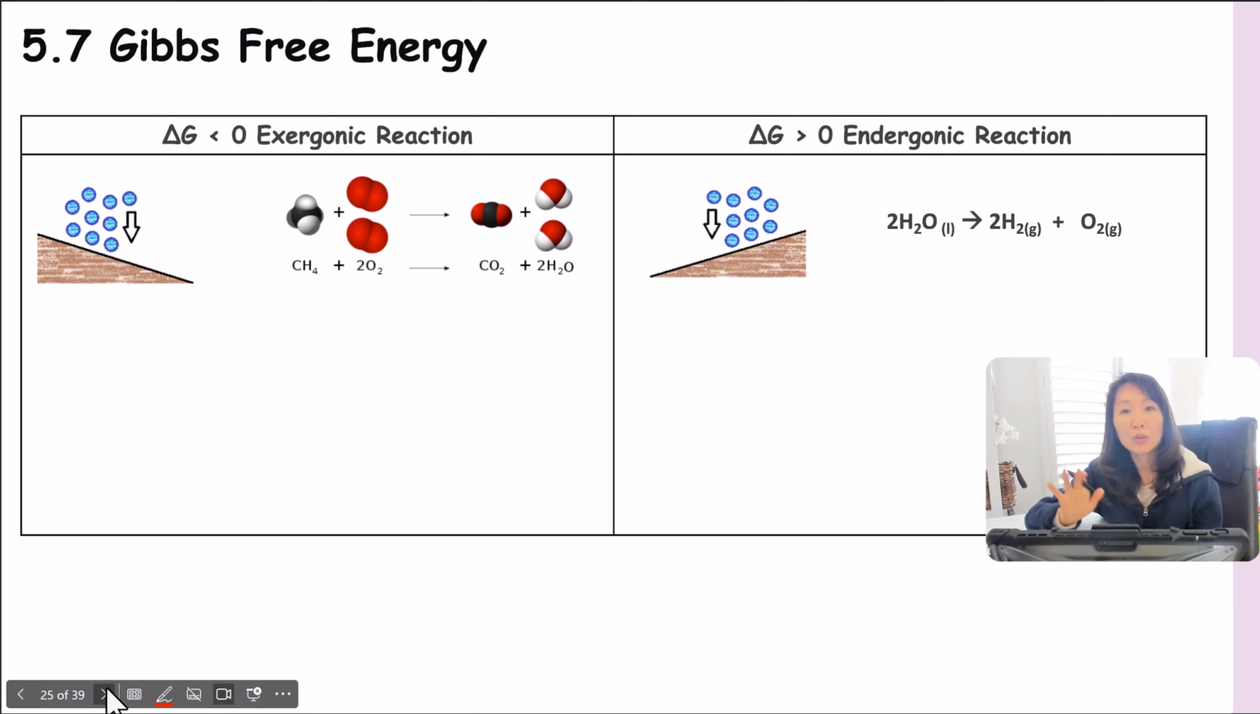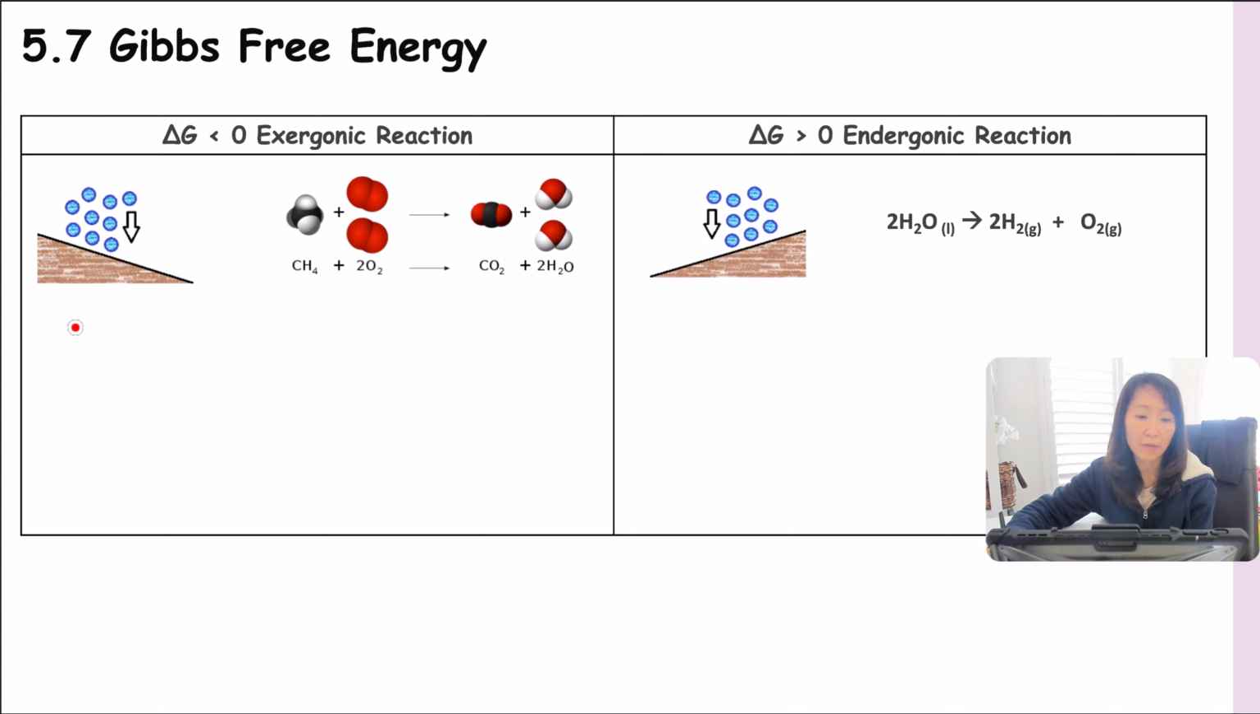Here are two distinct examples that happen in a spontaneous or a non-spontaneous reaction. So we're going to compare the two and look at the Gibbs free energy. Here is methane gas and oxygen forming into carbon dioxide and water. This is a spontaneous reaction. So I'm going to right off the bat write spontaneous reaction.